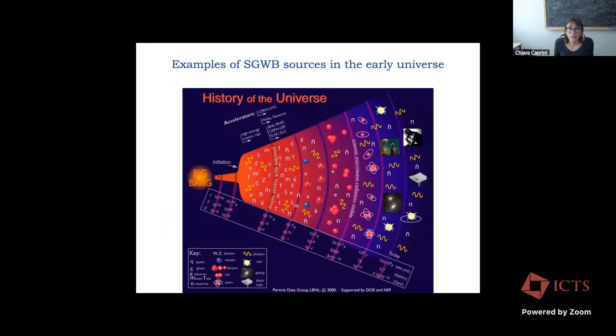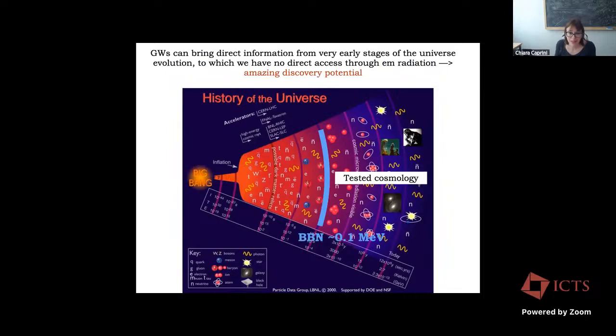Okay, so now let's see gravitational wave sources from the early universe. Here we have this cartoon that represents the history of the universe. And as I already said in the very first lecture, what is extremely interesting is that gravitational waves bring direct information from very early stages of the universe's evolution, to which we have no direct access through electromagnetic radiation. So they bear with them an amazing discovery potential.